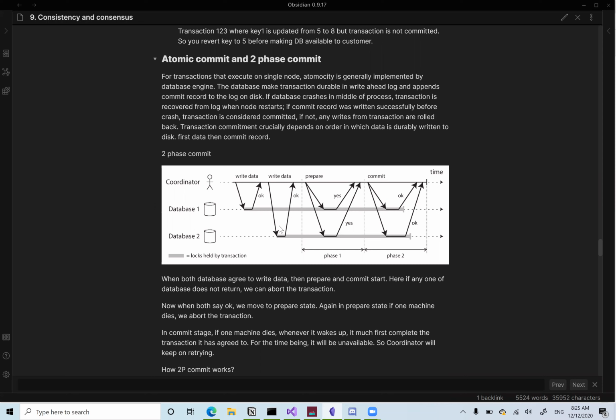But in a database also, why would this node respond with no? Like why? Oh, I don't know, because as I understand, there could be some issue with the disk or something like this. Maybe not enough memory or something like this. I don't know.